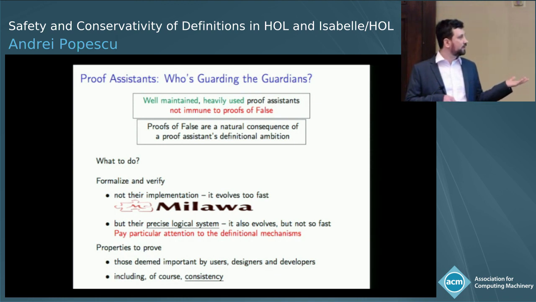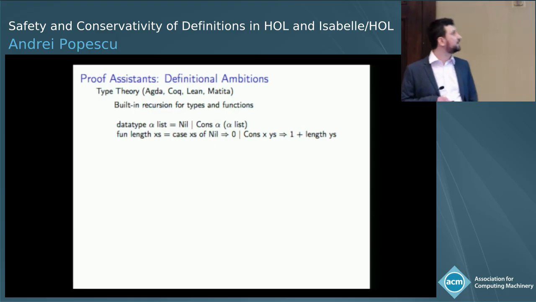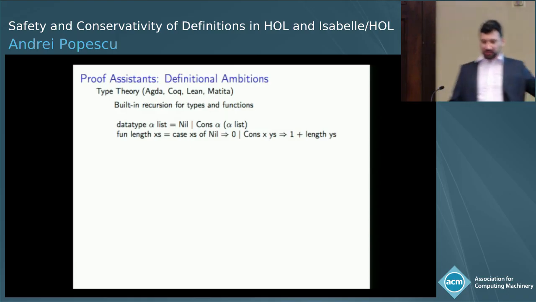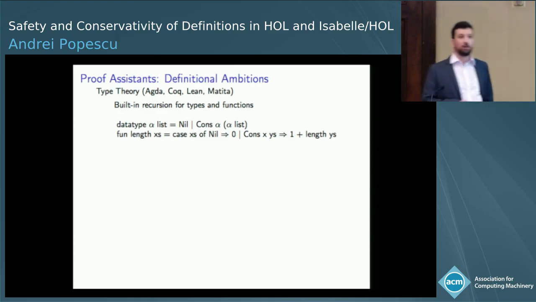What properties should be proved? Well, of course, those deemed important by the community of designers, users, and developers. Obviously, consistency should be on this list, but you may want to consider stronger properties. Okay, so let's have a look at the definitional ambitions of proof assistants. We can split them roughly in two categories. There are some provers that are in neither category or in between and so on.